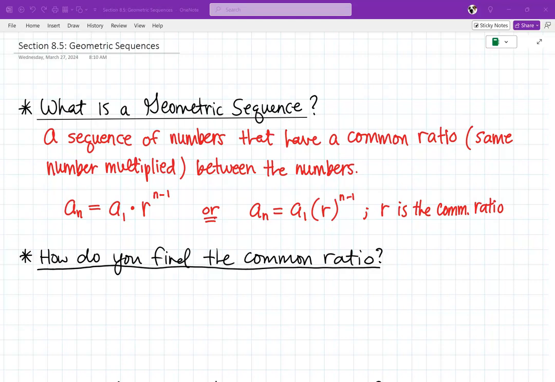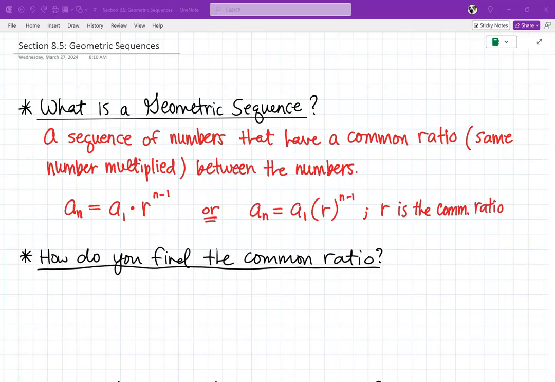So the first part right here that I put is, what is a geometric sequence? We learned last time that an arithmetic sequence was a sequence of numbers that had a common difference. In other words, between each number, they either added or subtracted the same amount to get from one number to the next. The geometric sequence is almost the same thing, just that instead of a common difference, we have a common ratio. So it's a sequence of numbers that have a common ratio, or the same number multiplied between the numbers. So the same number gets multiplied throughout.